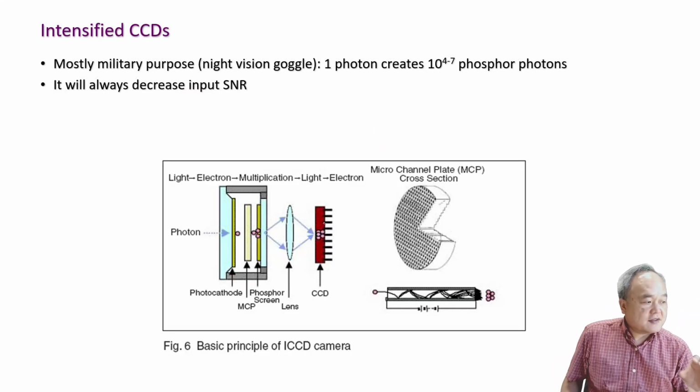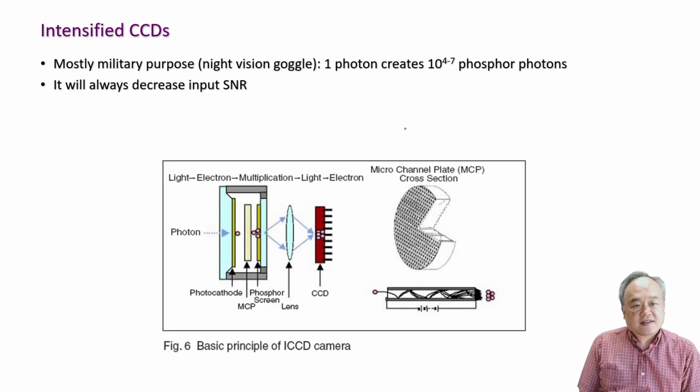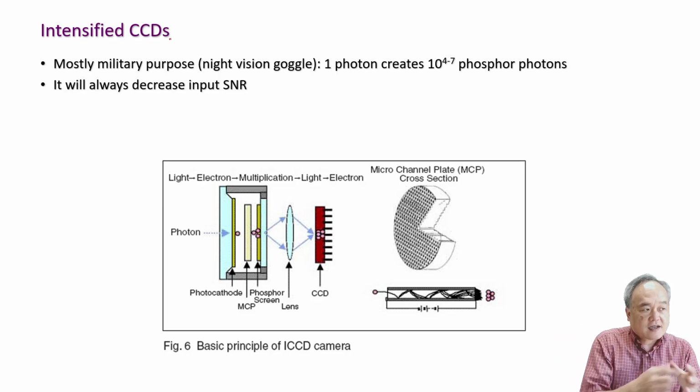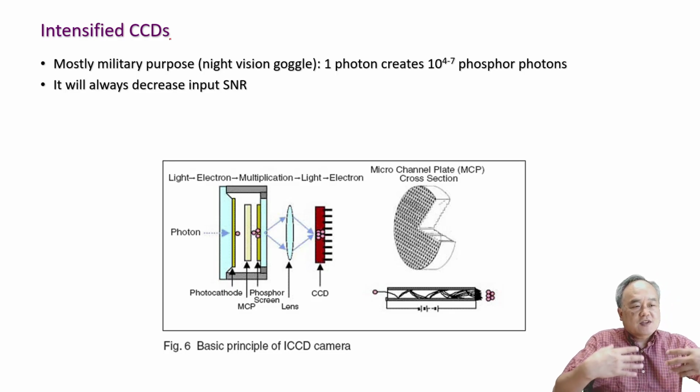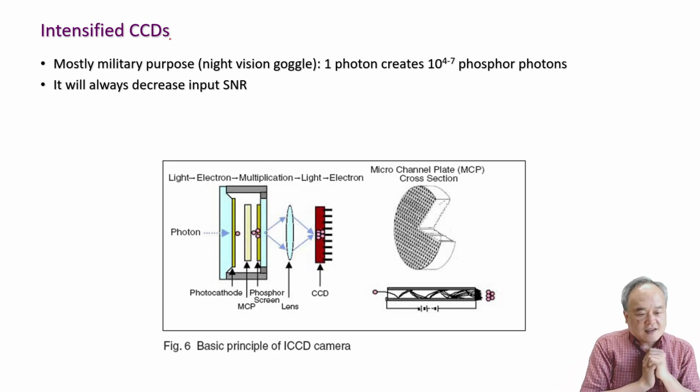Then another interesting type of detector is the intensified CCD. This is not used in real astronomical setups. It is mostly for military use cases. Think about night vision goggles. One photon from a really faint object is greatly magnified, sometimes 10 to the 4 or tens of millions of times. So from one photon, they end up creating billions of electrons.